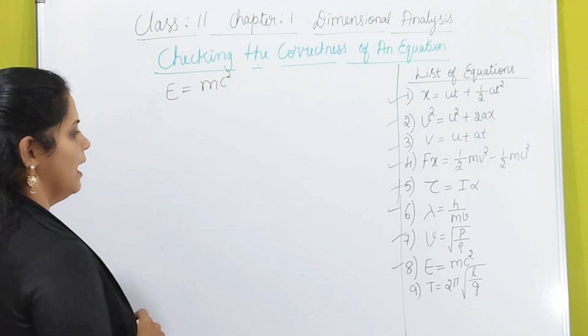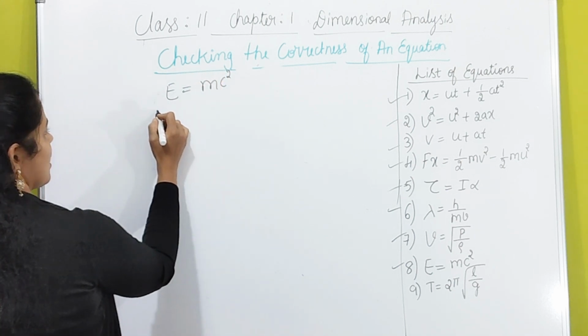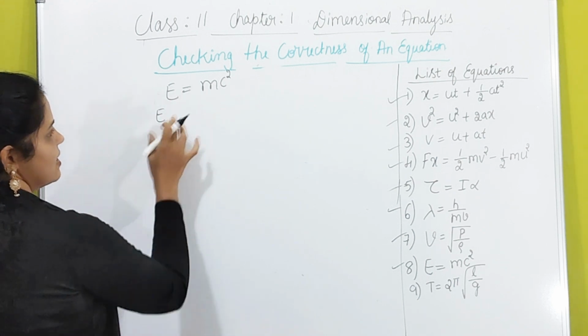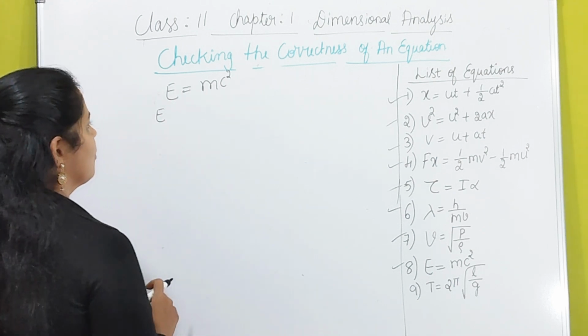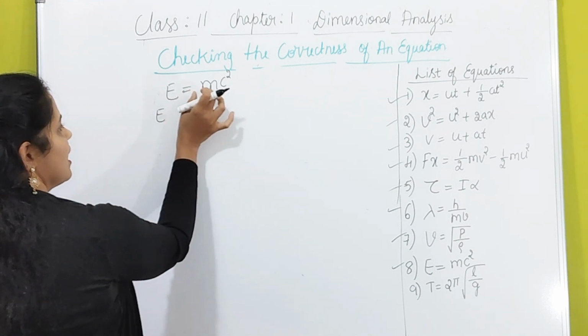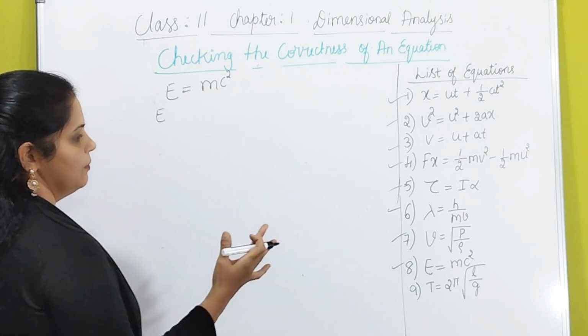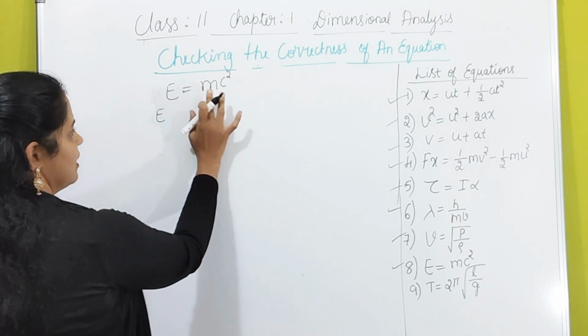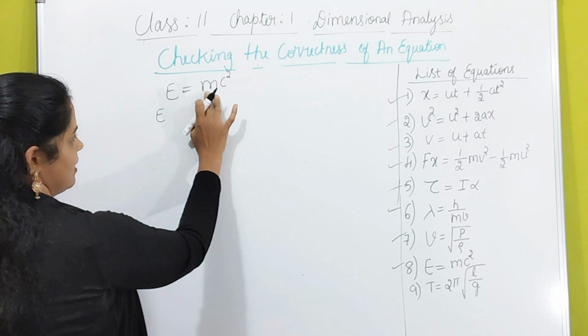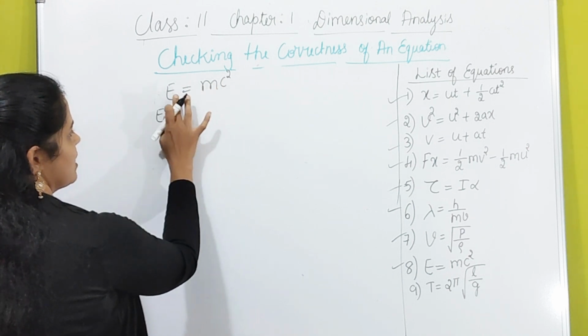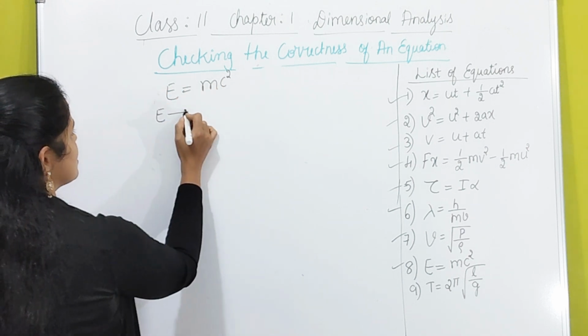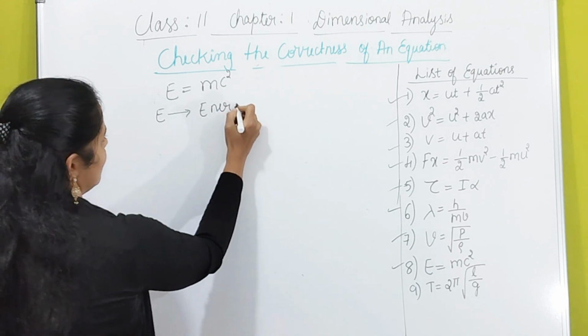What is E? Energy. So how to write energy? This is Einstein's famous equation. According to Einstein, energy and mass are interconvertible. Energy can be written in terms of mass like this: m into c square is equal to energy. E stands for energy here.